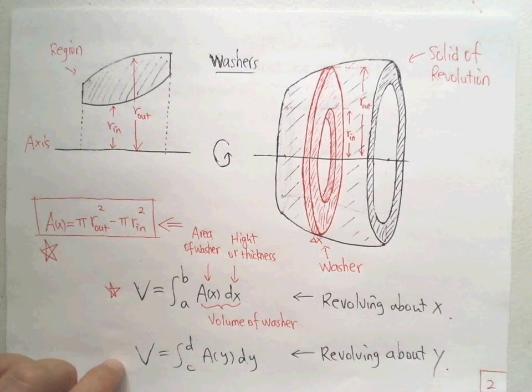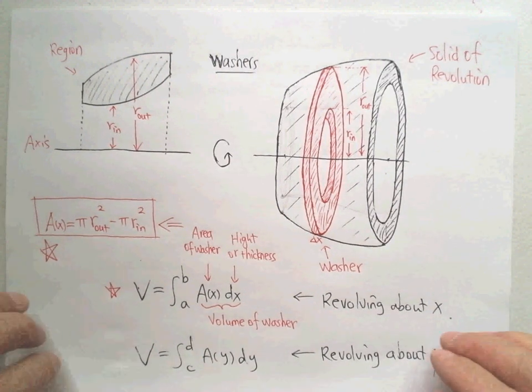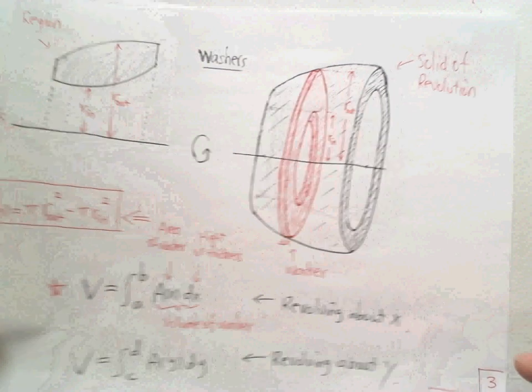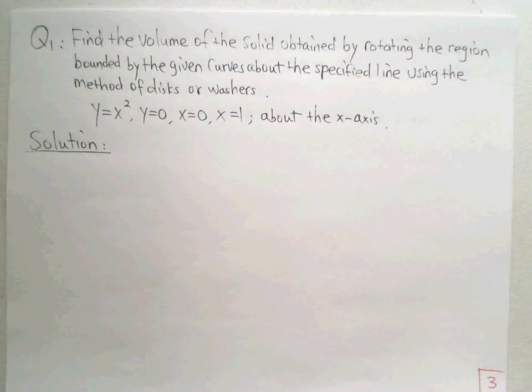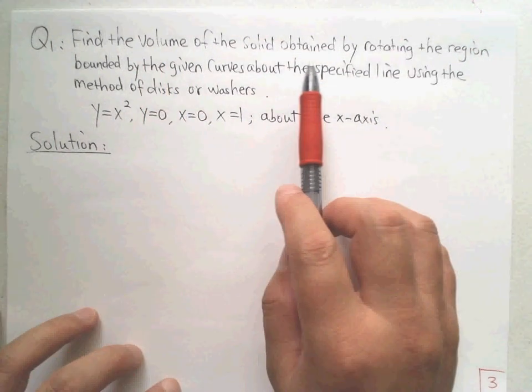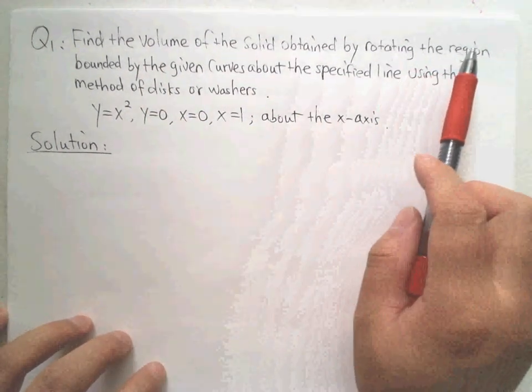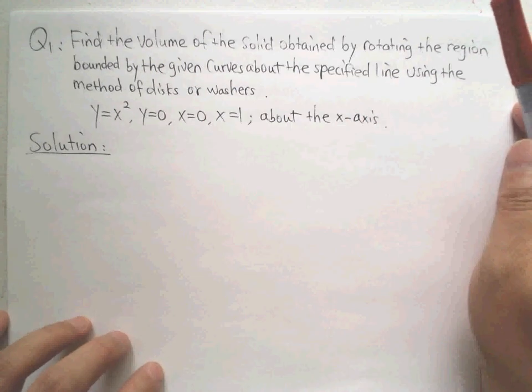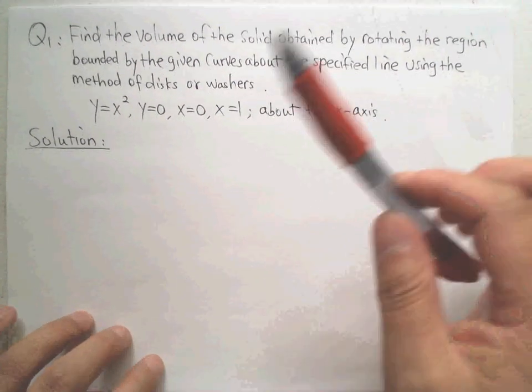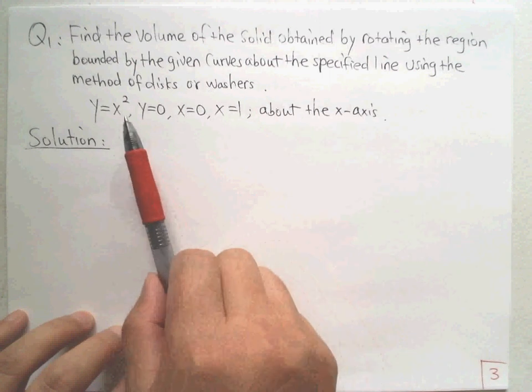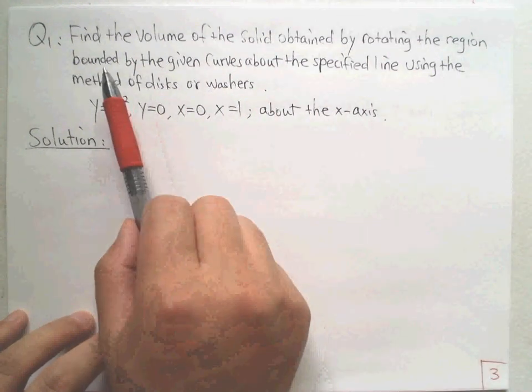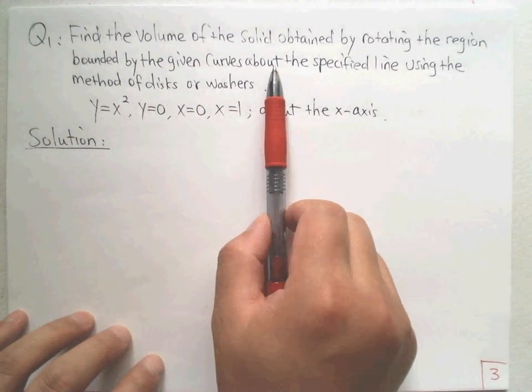So now I'm going to give you examples. I have 3 examples for you. Please be patient. Here's the first one. Find the volume of the solid obtained by rotating the region. Where is the region? I did not see it. You have to draw the region by yourself. The region is bounded by the given curves.